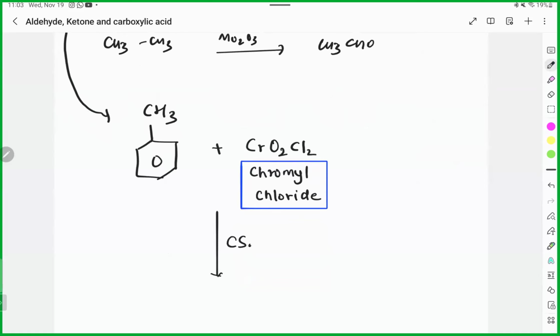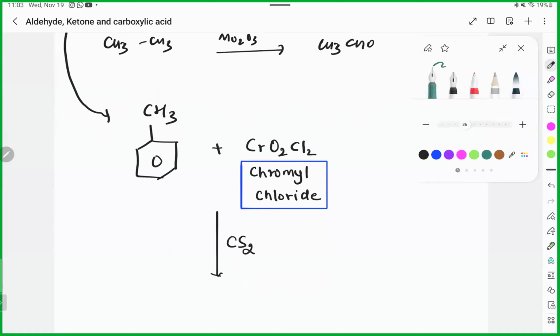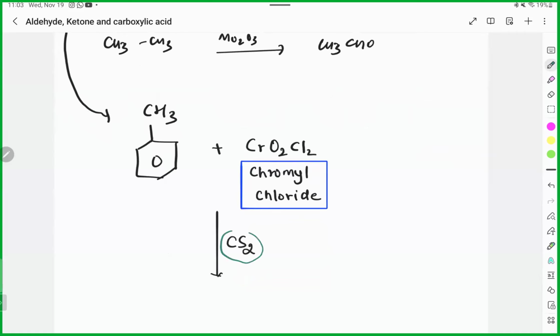Why do we use CS2? CS2 in general is a non-polar solvent, sir. Yes. So guys, remember CS2 is a non-polar solvent. It reduces the activity of the reactant because, as we know, if this chromyl chloride reacts too much, then probably carboxylic acid can form. To reduce the activity, what will you do? CS2. What will happen here?